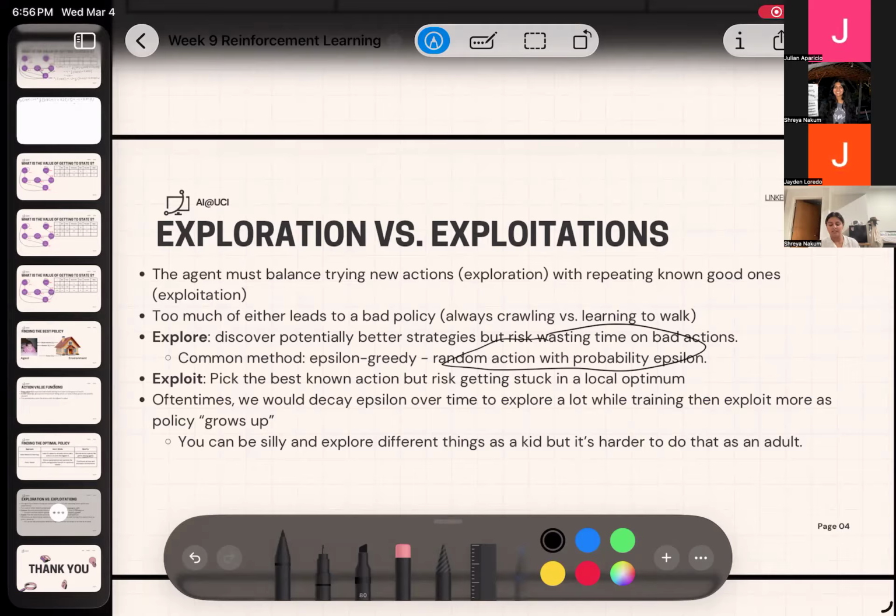The way I think about it is this: as the policy grows up, you want to just trust what you know rather than do something new. For example, you can be silly and explore different things as a kid, but it gets harder and harder to do that as you get older. And you lean on things that you know more rather than trying things that are new.